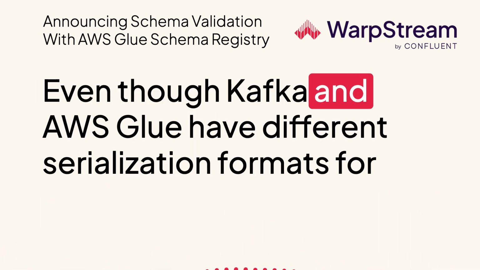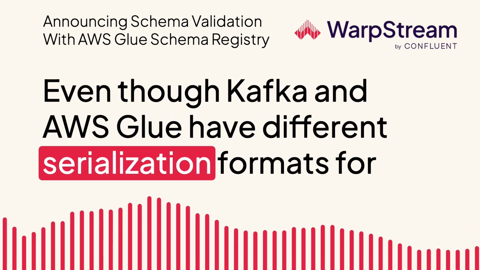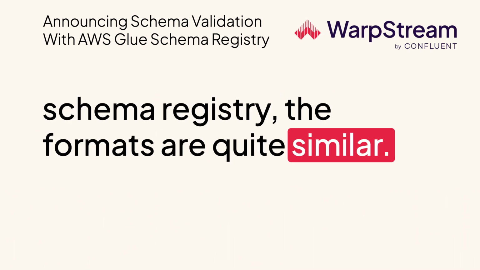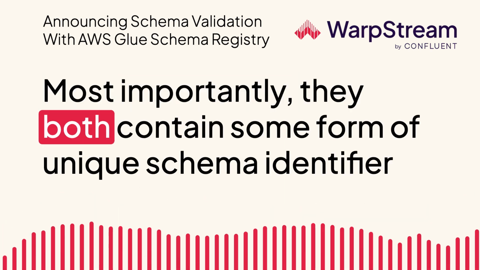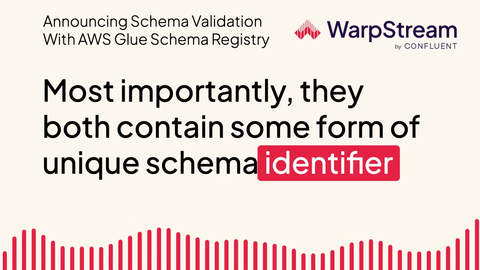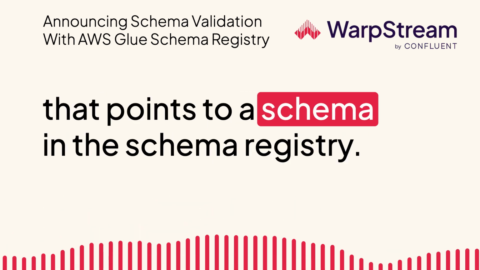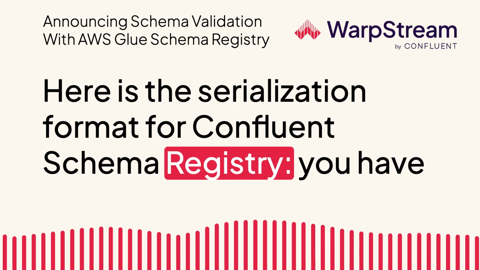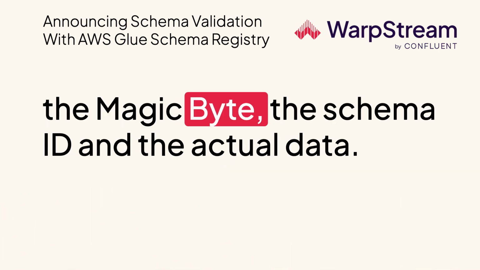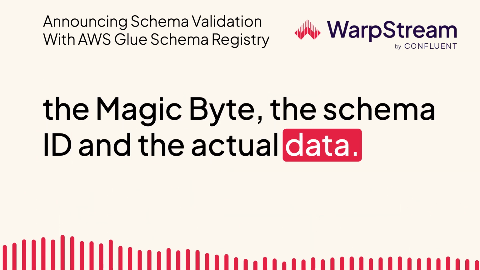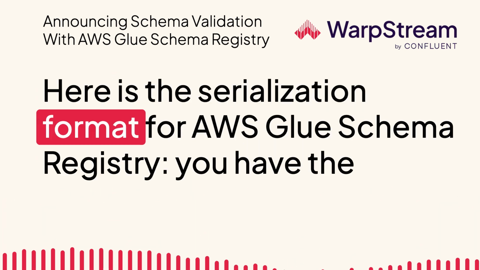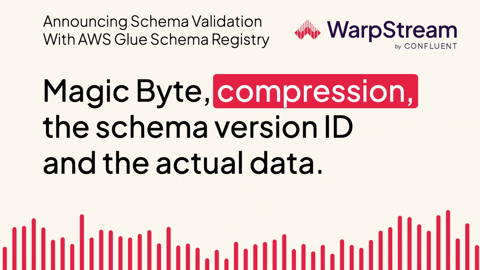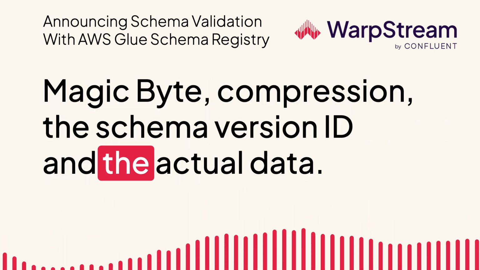Even though Kafka and AWS Glue have different serialization formats for schema registry, the formats are quite similar. Most importantly, they both contain some form of unique schema identifier that points to a schema in the schema registry. Here is the serialization format for Confluent Schema Registry. You have the magic byte, the schema ID, and the actual data. Here is the serialization format for AWS Glue Schema Registry. You have the magic byte, compression, the schema version ID, and the actual data.